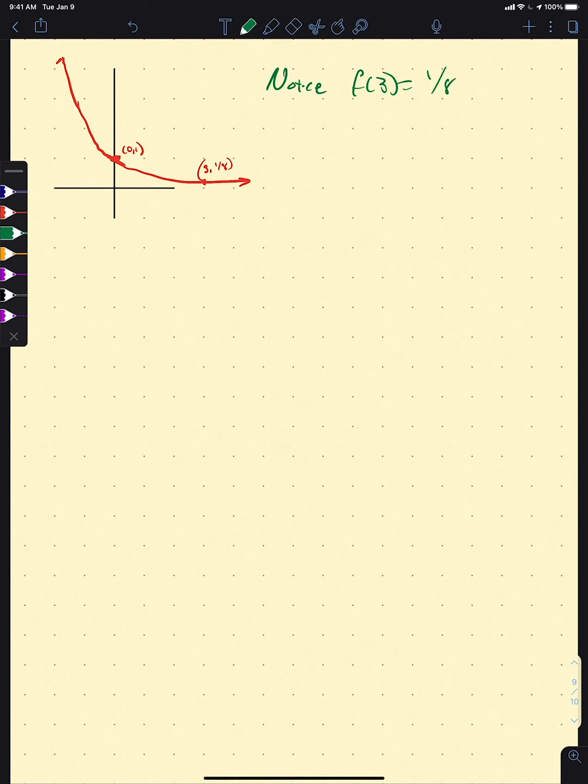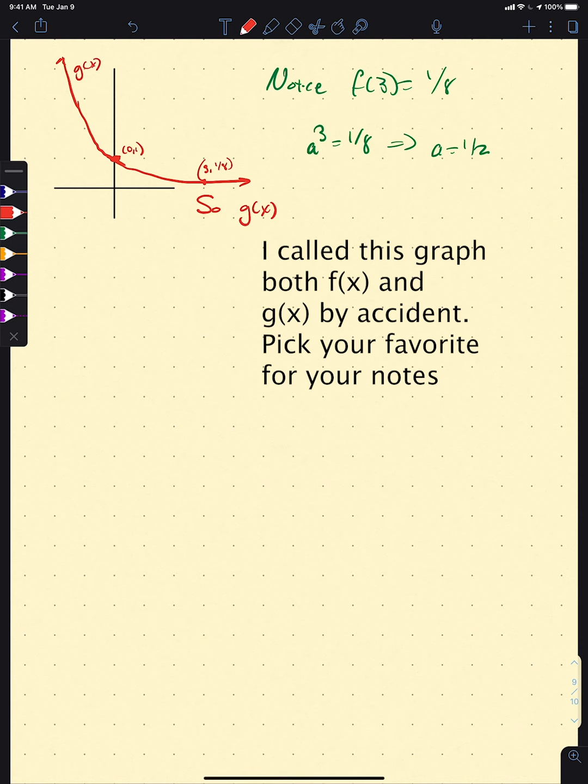So what do I need to cube in order to get 1 over 8, right? We have a cubed equals 1 over 8, which means a is the cube root of that, right? Or a equals 1/2, right? So that means we have g of x, let's call this guy g of x, equals 1 over 2 to the x, right? Or if you prefer to write it this way, 2 to the negative x.